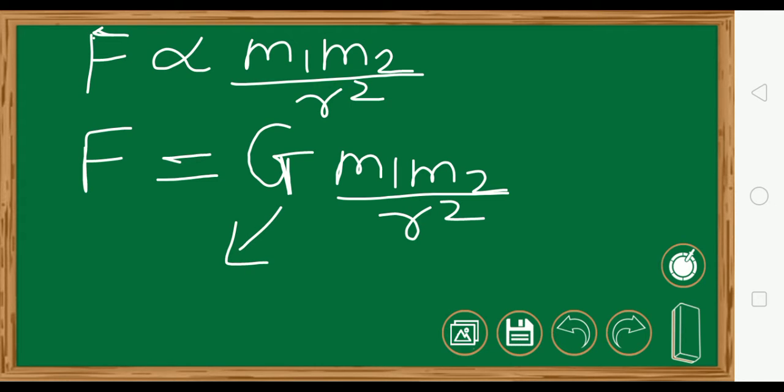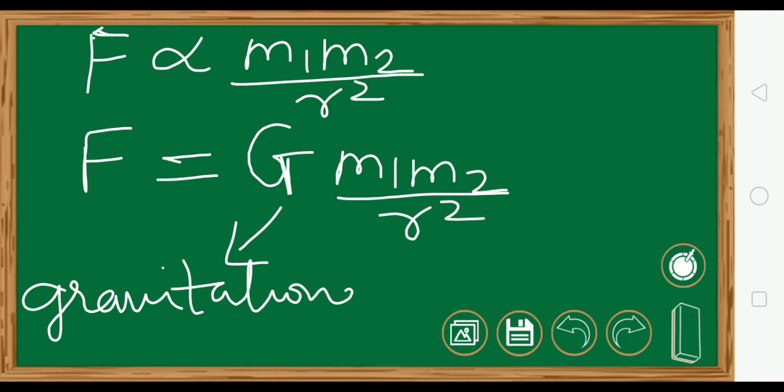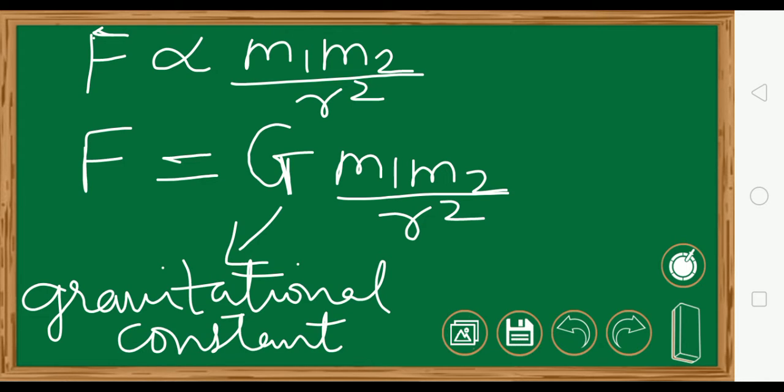What is this G known as? Gravitational constant. Whenever you convert a proportionality into an equality, you have to introduce one constant. You know that; in maths, you have done that. Now, going further in this, we will see.